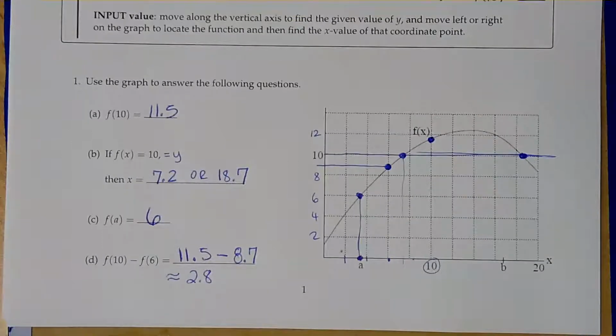Like I said, there is some wiggle room because these don't fall exactly on a whole number, and I take that with a grain of salt when I grade that. All right, so hopefully that gives you a good idea of how to do input and output values with the graph, and we're going to come back in another video and do another example of that.